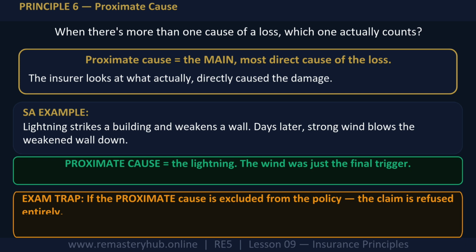Exam trap. If the proximate cause turns out to be something excluded from the policy, say the policy excludes lightning damage, the claim gets refused entirely, even though wind damage might normally be covered.